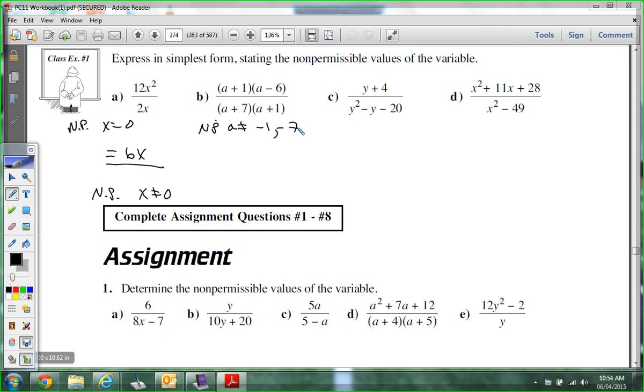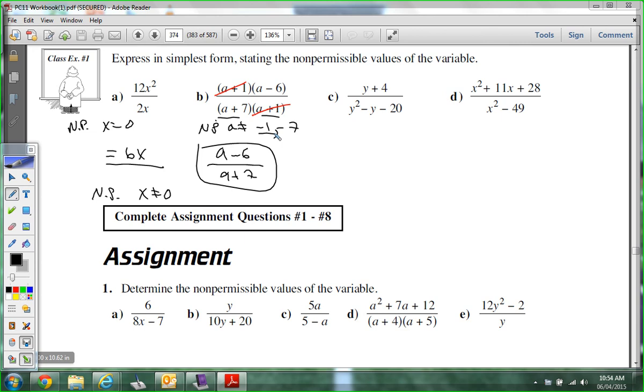Now is there anything I could simplify here? Is there anything we can cancel? We can cancel the A plus 1. So I can cancel, cancel. Your simplified expression is A minus 6 over A plus 7. So again, the steps we're doing right now are simplifying rational expressions and stating the non-permissibles. We're getting the non-permissibles from the factored form in the beginning before we cancel. Even though we canceled the plus 1, it's still a non-permissible. And then our simplified version is right here.